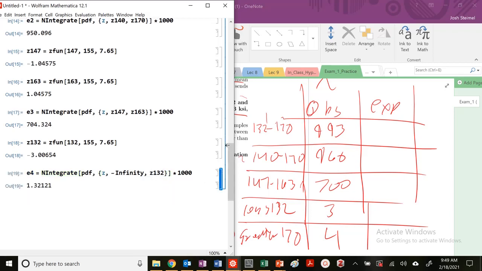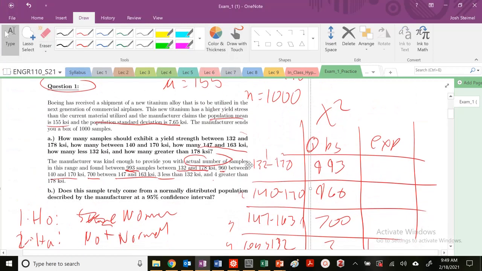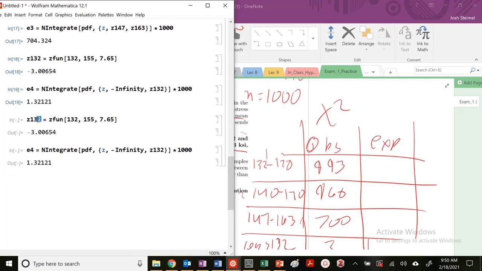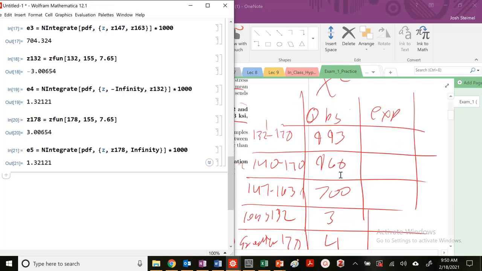I'm going to do the same thing for this other value as well. What about greater than, let me make sure that's actually 178. See, bad handwriting, so there could be some math mistakes. So Z of 178. Let's make sure I get those values. So I want greater than. Now I'm going to go from Z of 178 to infinity, and make this E5. And voila, those are my values.